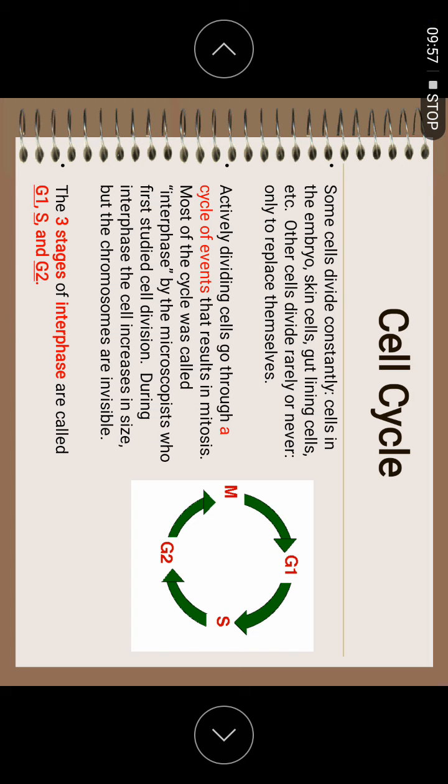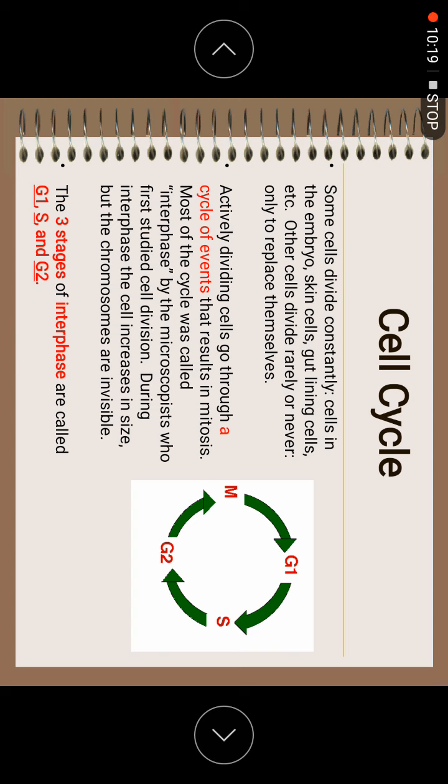Okay, like accidents or what. Then it will replace or repair. So when cells divide, they must go through a cycle of events. This is what we call the cell cycle. The cell cycle is the cycle of events in order to get daughter cells.